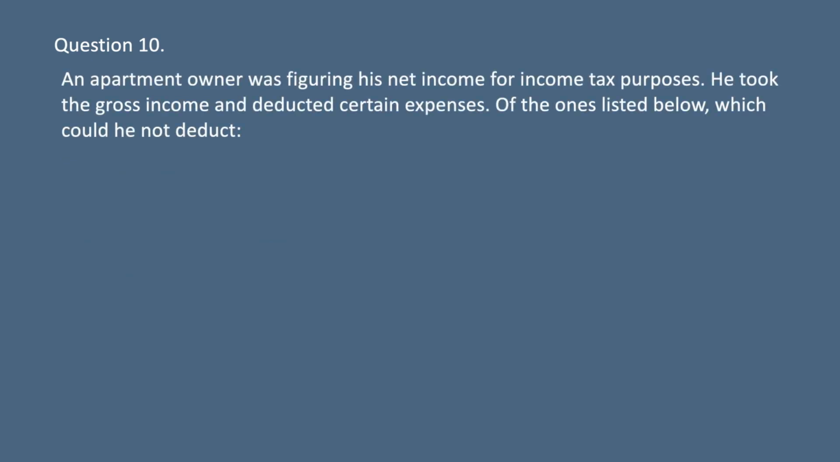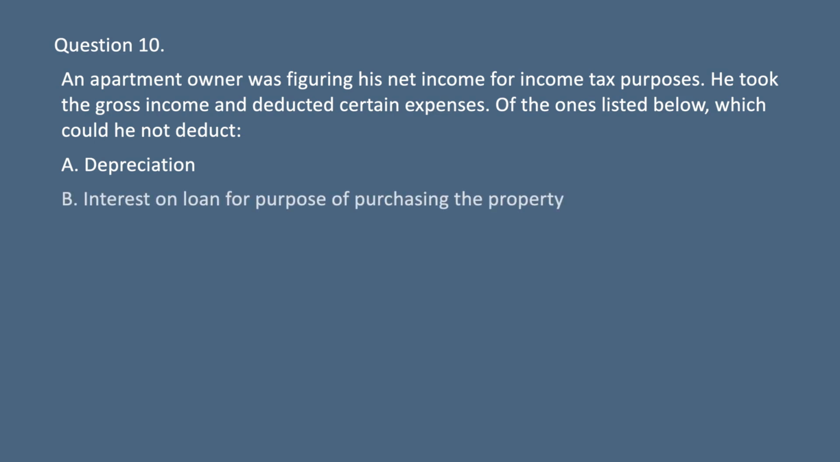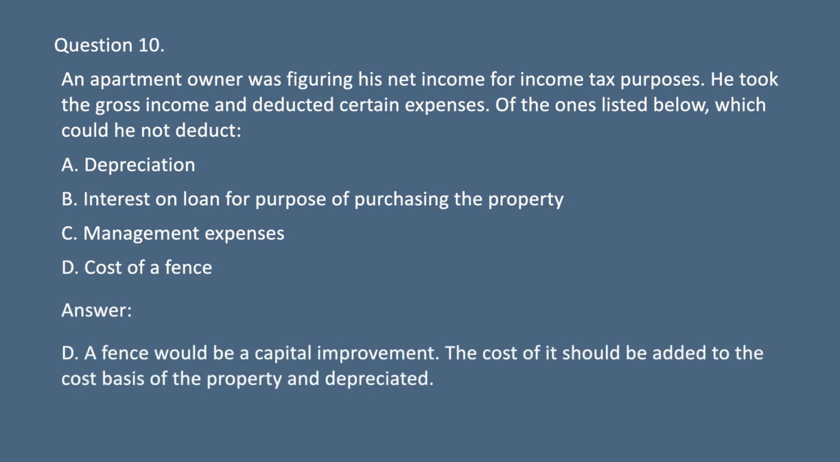Question 10. An apartment owner was figuring his net income for income tax purposes. He took the gross income and deducted certain expenses. Of the ones listed below, which could he not deduct? A. Depreciation. B. Interest on loan for purpose of purchasing the property. C. Management expenses. D. Cost of a fence. Answer. D. A fence would be a capital improvement. The cost of it should be added to the cost basis of the property and depreciated.